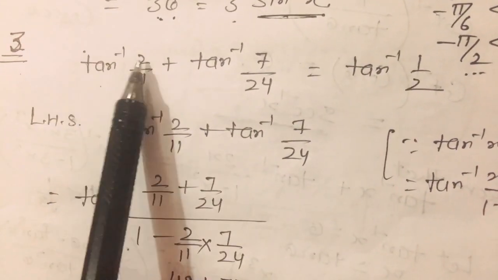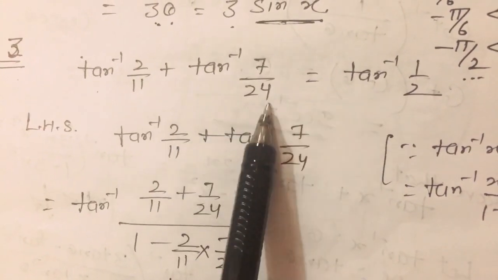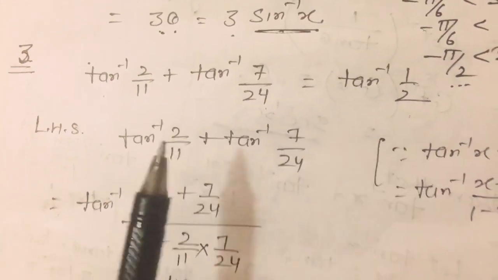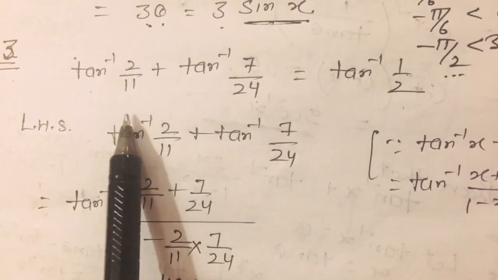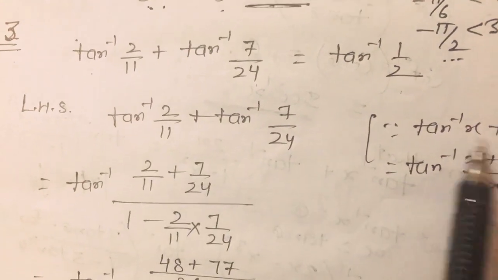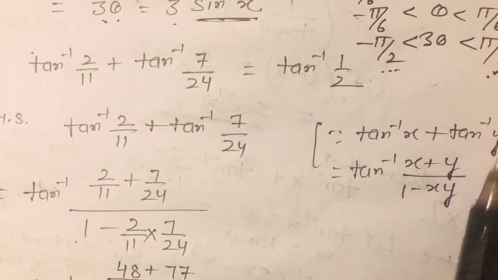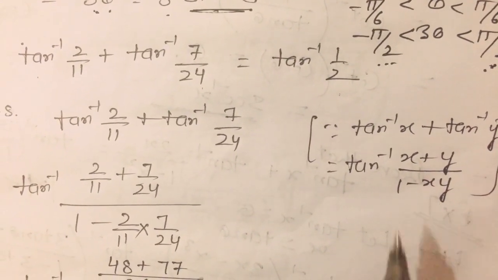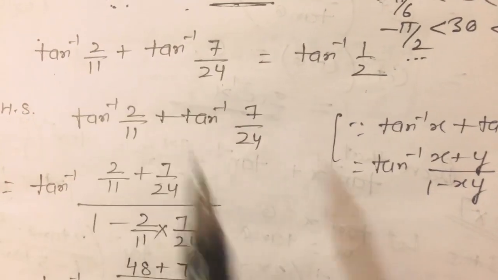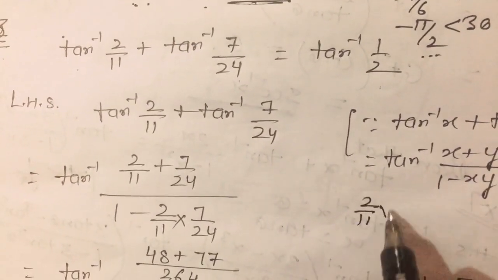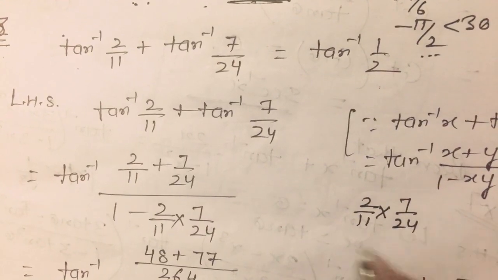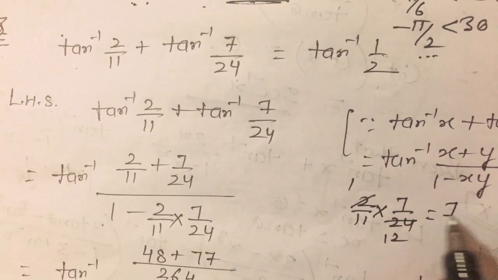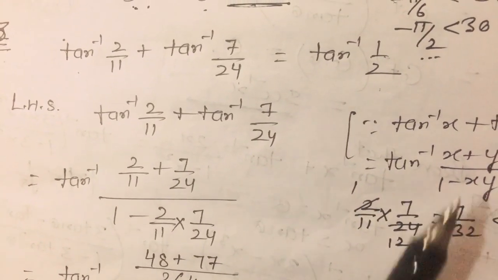We have to prove tangent inverse 2 by 11 plus tangent inverse 7 by 24 is equal to tangent inverse 1 by 2. We have done the same example. So in this question we will apply the same formula: tangent inverse x plus tangent inverse y is equal to tangent inverse of x plus y upon 1 minus xy, where xy is less than 1. Here x is 2 by 11 and y is 7 by 24. Is xy less than 1 or not? Yes, this is 7 upon 132, which is less than 1. So we can apply this formula.